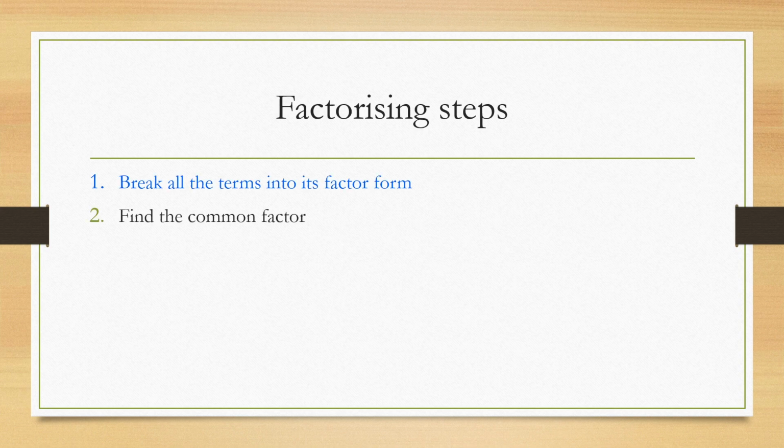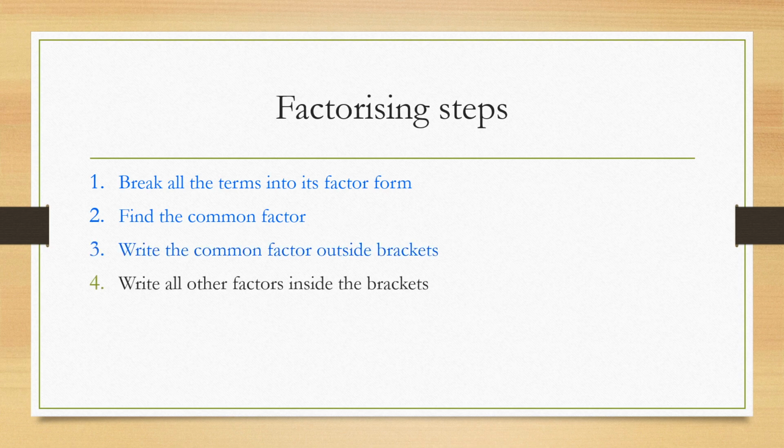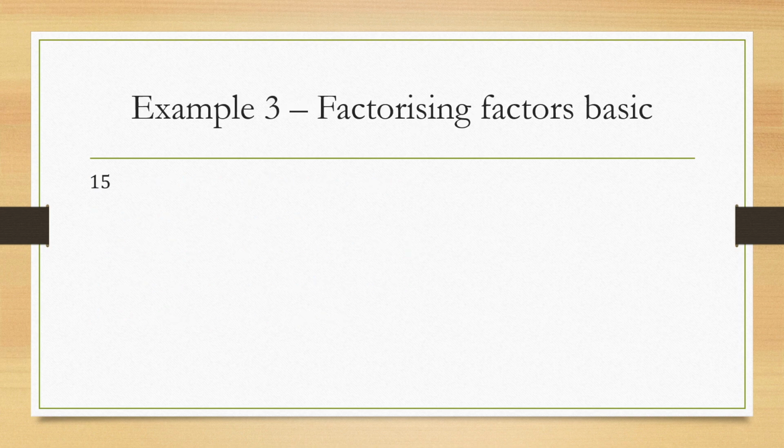Find the common factor. The common factor is something that is in common, which is the same as saying it is the same through all the others. Write the common factor outside the bracket. Write all other factors inside the bracket. Simplify any remaining factors. And you are done with the factorizing steps. So we're going to look at an example.